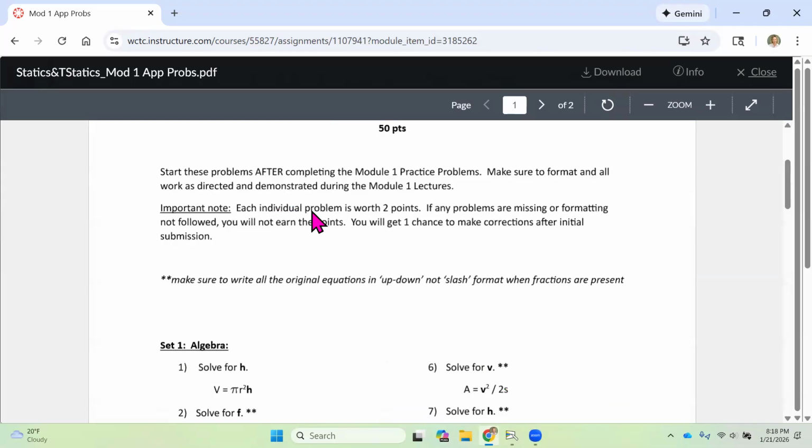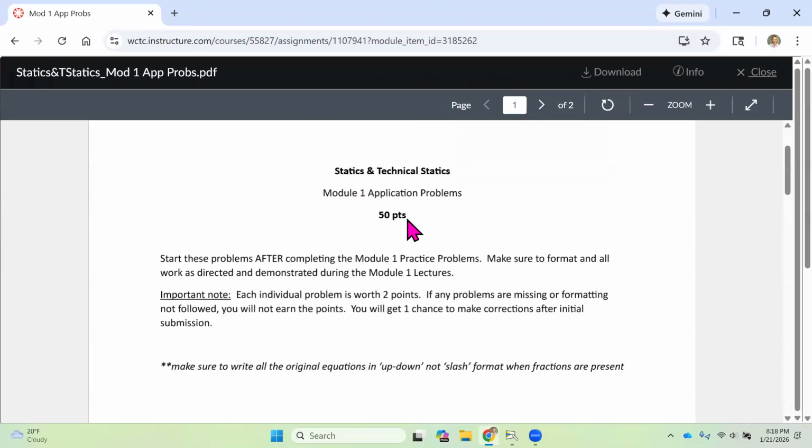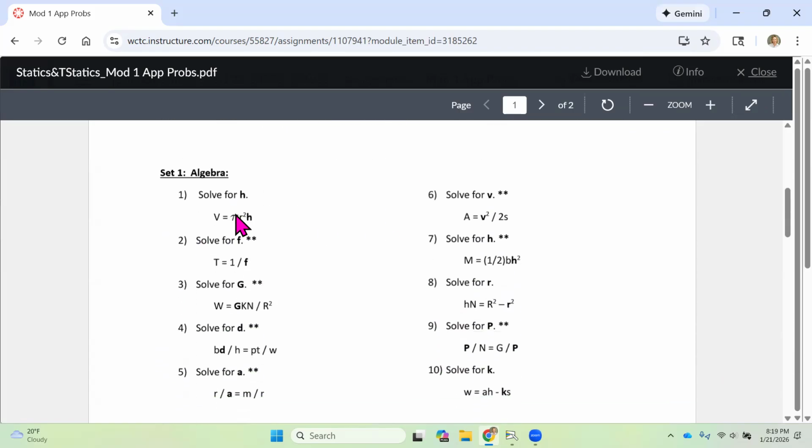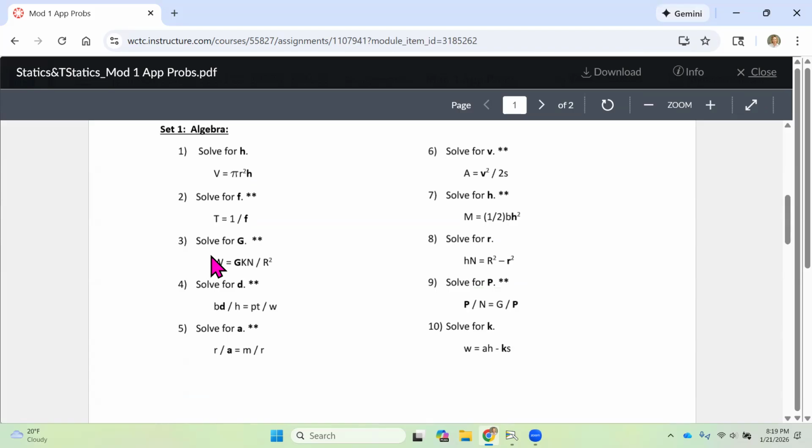You can read the instructions up here. Each one of the individual problems is worth 2 points each, so this assignment is worth 50 points total. This one I grade per problem. As we go through here, you're going to notice that these look pretty similar to the practice problems that we did, but there might be a couple more. Using that same formatting that we did this evening, you're going to do these 10 problems for the algebra set in the application problems.